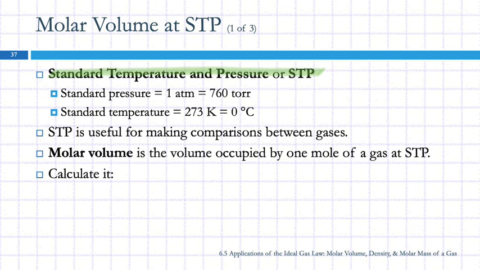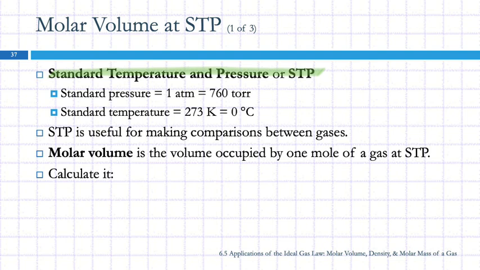STP is useful for making comparisons between gases, because if both gases are at STP, then we can look at the volume and the moles instead of having to specify everything. So we have something called a molar volume. We've had molar mass, right? That was the mass of a mole. Molar volume is the volume of a mole. It's the volume of a mole of gas at STP.